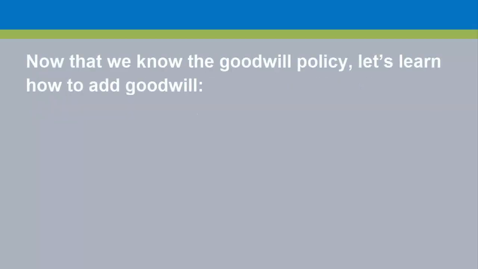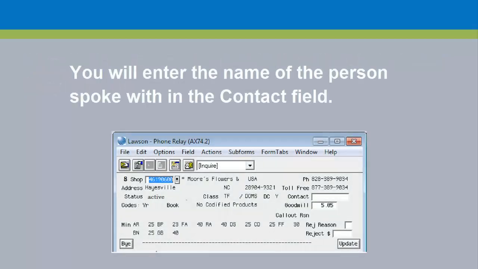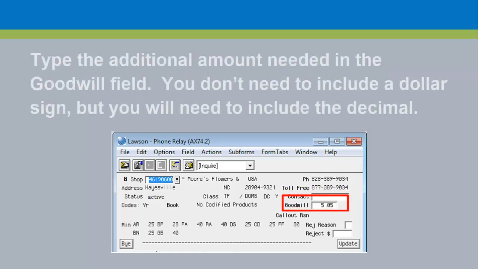Now that we know the goodwill policy, let's learn how to add goodwill. You will enter the name of the person you spoke with into the contact field. Type the additional amount needed in the goodwill field. You don't need to include a dollar sign, but you will need to include a decimal.